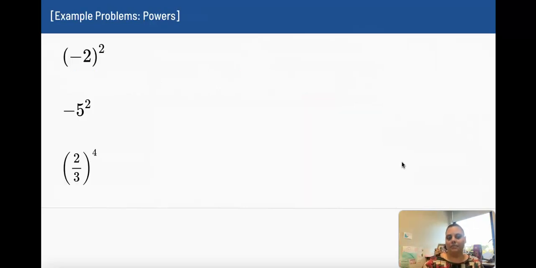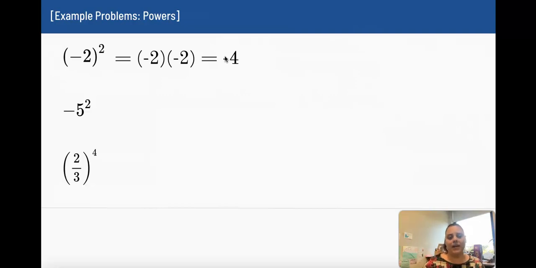Let's look at a couple examples. -2 squared. This means that we are going to write out -2 times -2. Oh, and I've made a mistake here. That should say +4. I'm sorry about that. So -2 times -2 is +4.